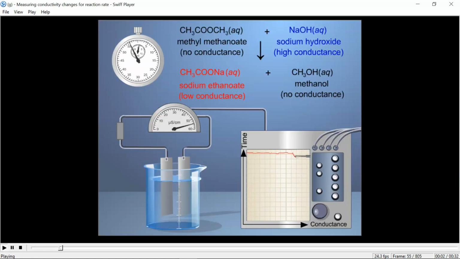Conductance is the ability of a solution to carry electric current. It can be measured with a conductometer by inserting 2 electrodes into the solution, applying a voltage, and recording the current passing between them. The hydrolysis of methyl methanoate can be studied by this method, since the conductance of sodium ethanoate, the reaction product, is much lower than that of sodium hydroxide, the reactant.